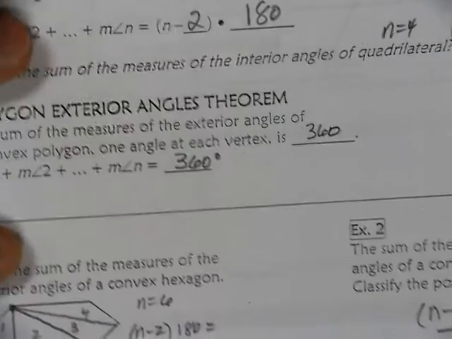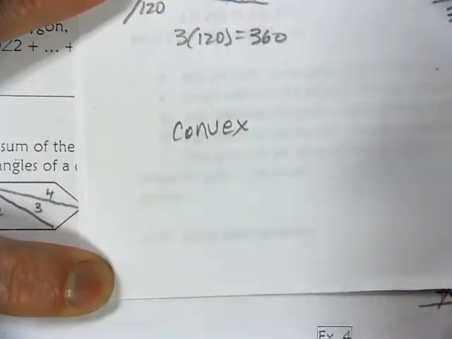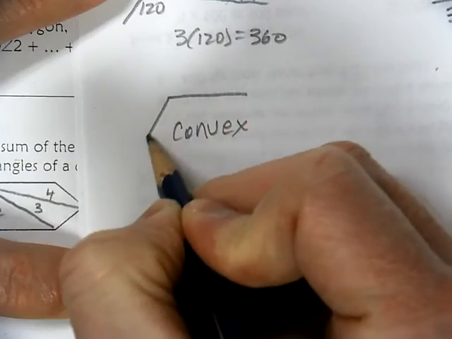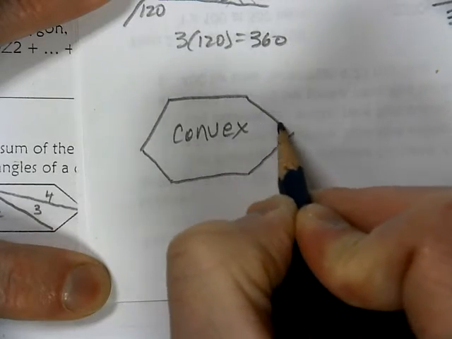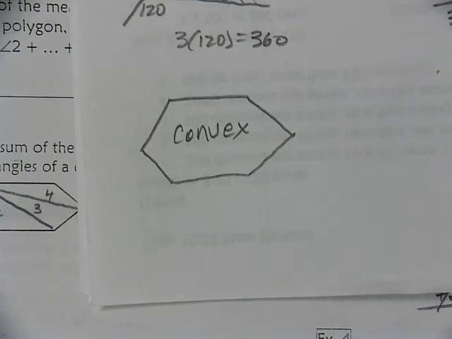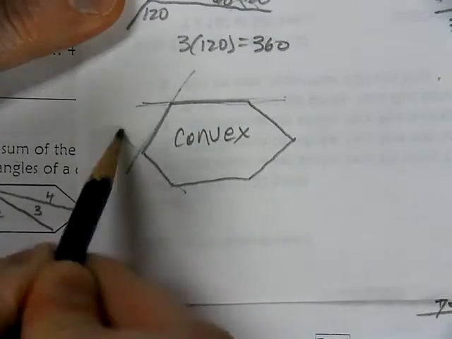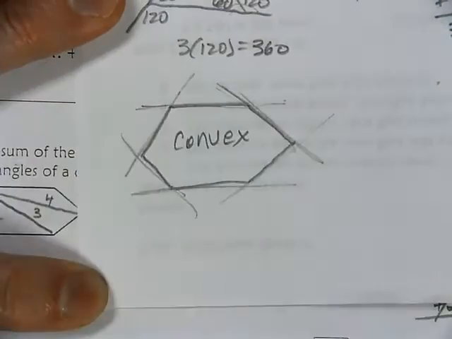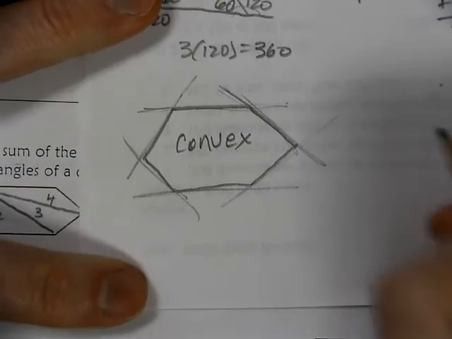To talk about a convex real quick, we need to be sure we got all our vocab. Convex is going to be pretty much our normal polygon. Okay? So that's a convex. When you extend the sides, none of the sides go into the shape. That's convex. Pretty normal. What you would typically think about when you say a polygon.